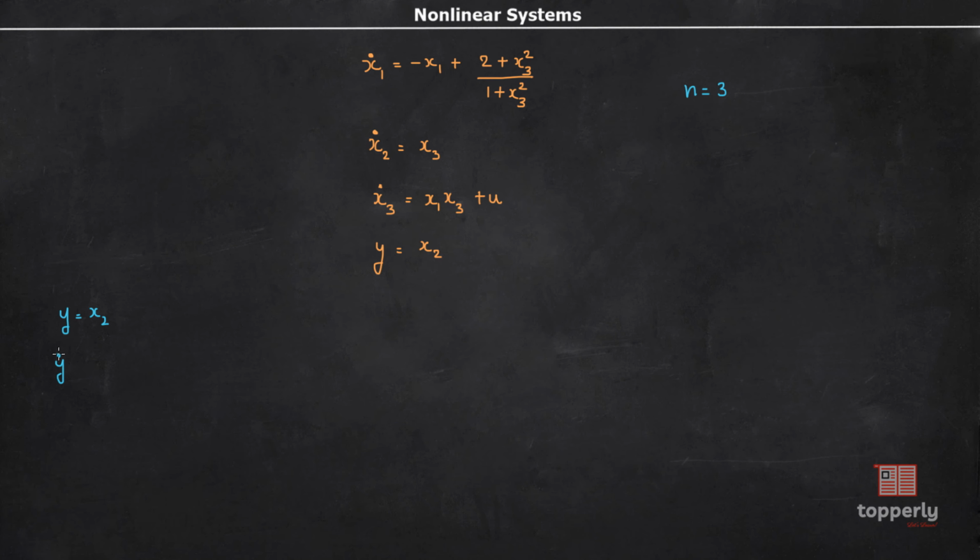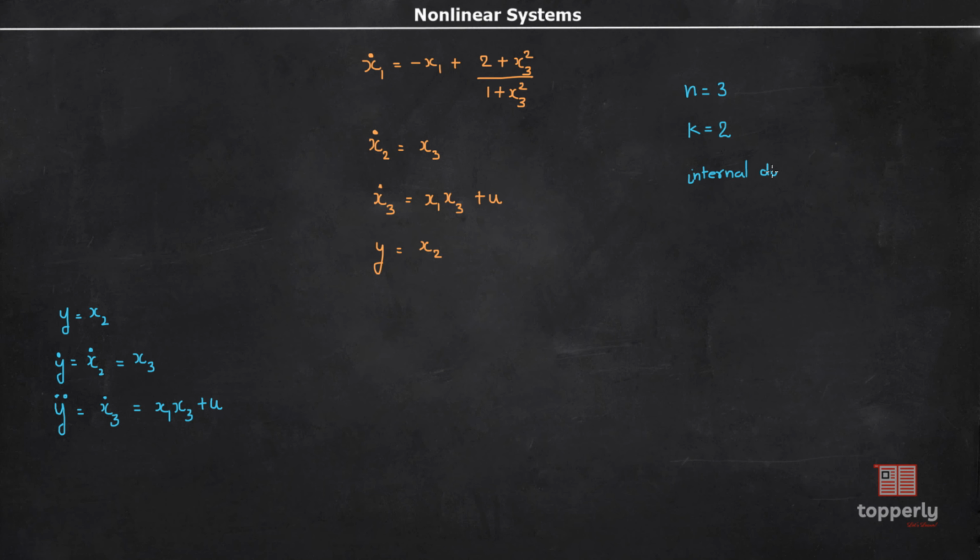Differentiating the output, y dot is equal to x2 dot, which is equal to x3, and you can see that u is not explicitly appearing in this equation. So differentiating again, y double dot is equal to x3 dot, which is equal to x1 x3 plus u. U is explicitly appearing in this equation, so the relative degree of the output is k equal to 2.